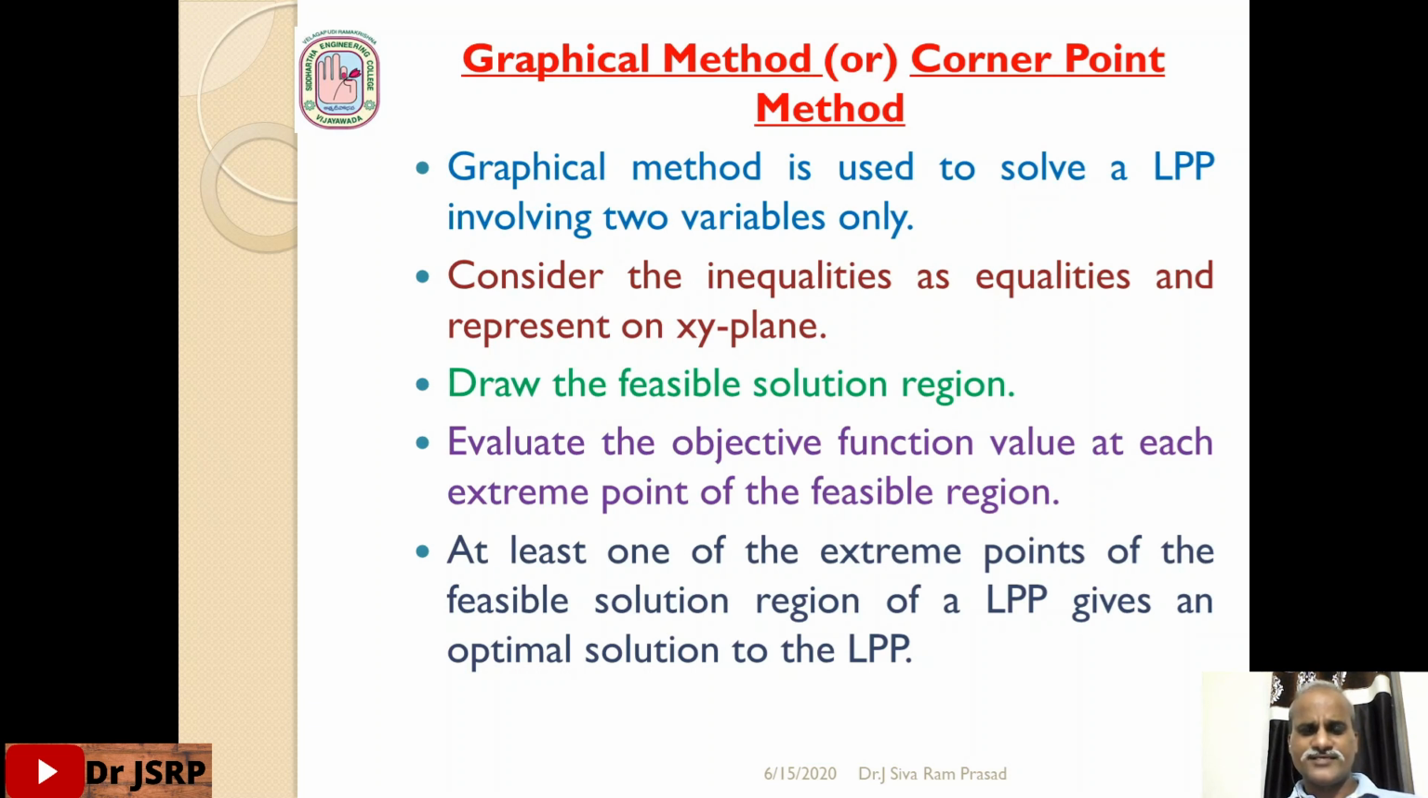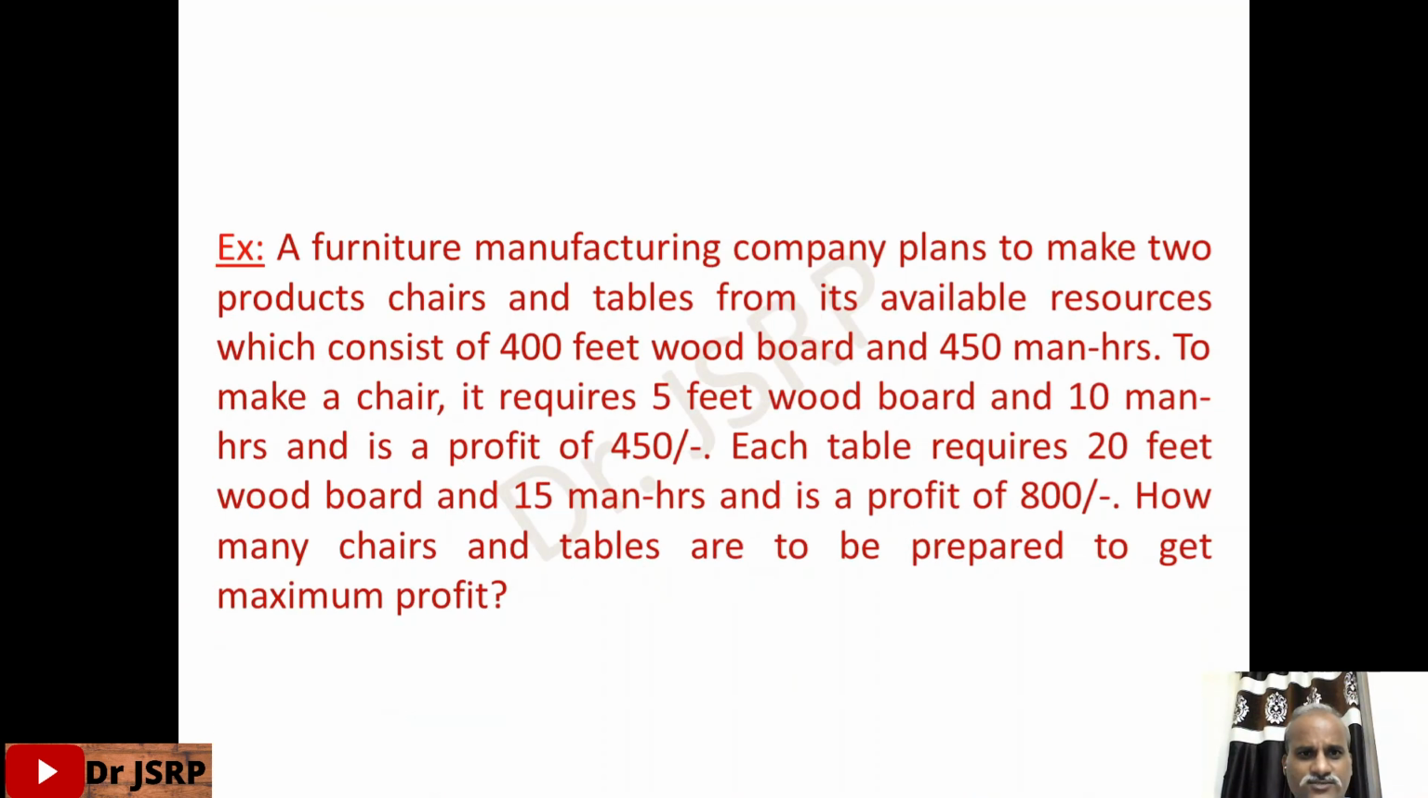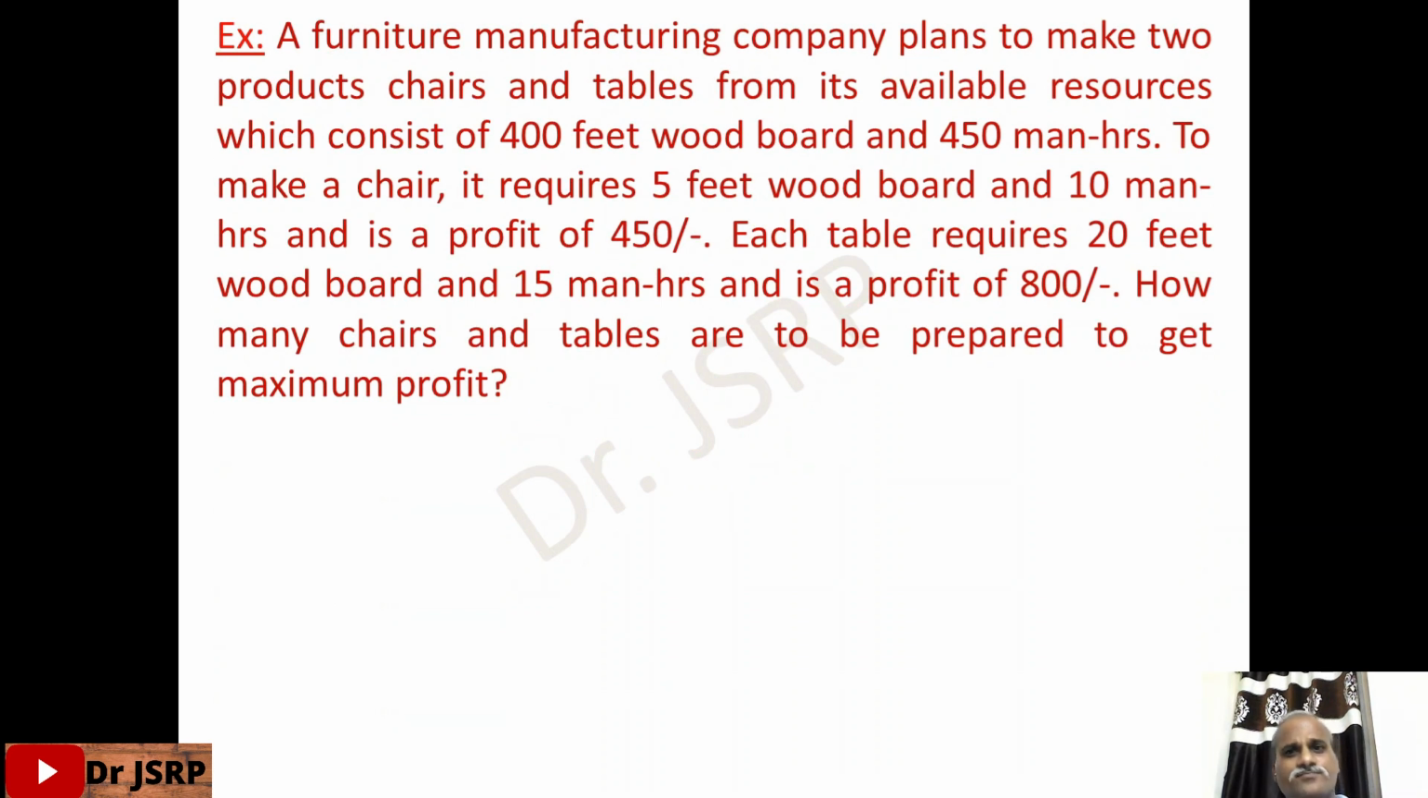The main point is that you have to draw the inequality constraints on the xy plane. For that, we consider the inequalities. Since this involves only two variables, a linear equation in two variables represents a straight line. So we require two points to draw a straight line, that is, the intercept points on the coordinate axes. So we find the intercept points of the lines on the coordinate axes. Next we consider an example.